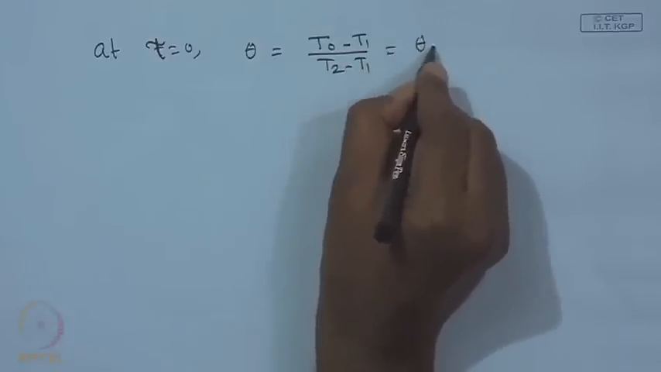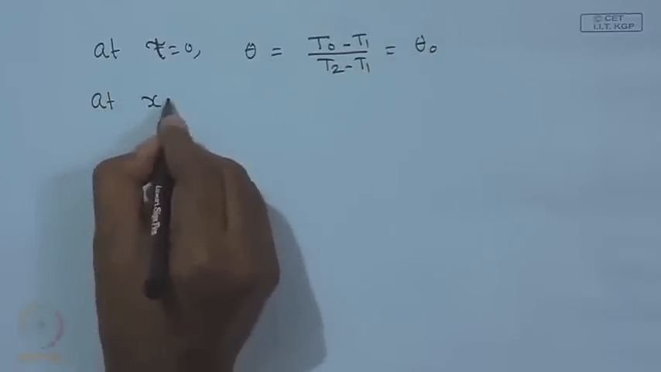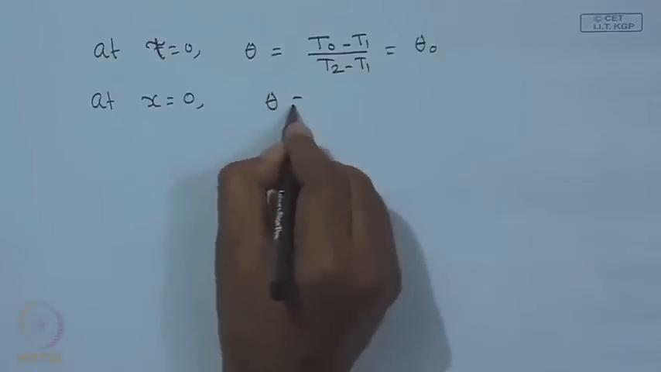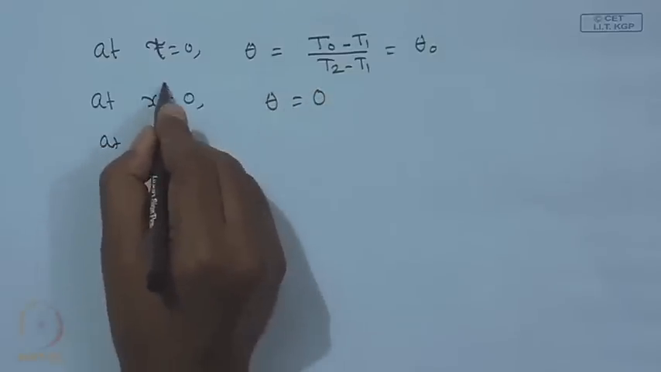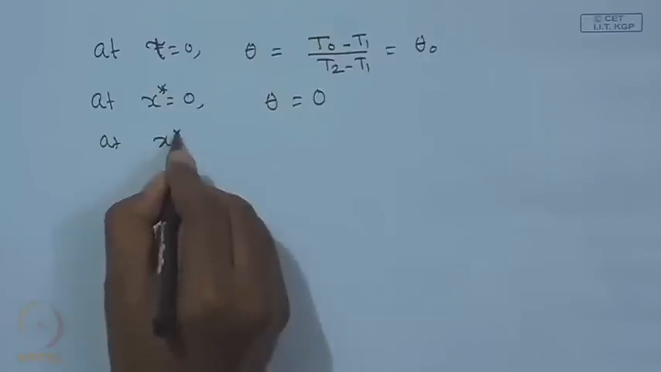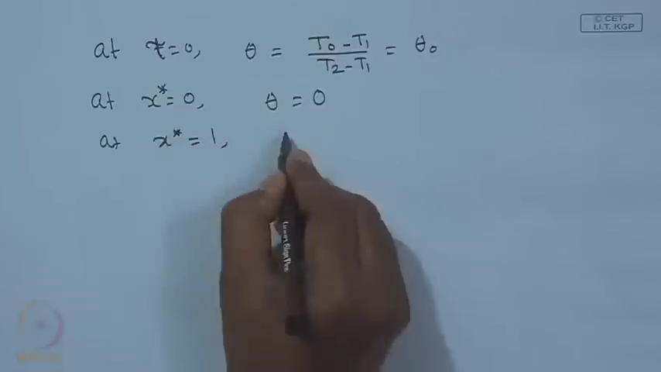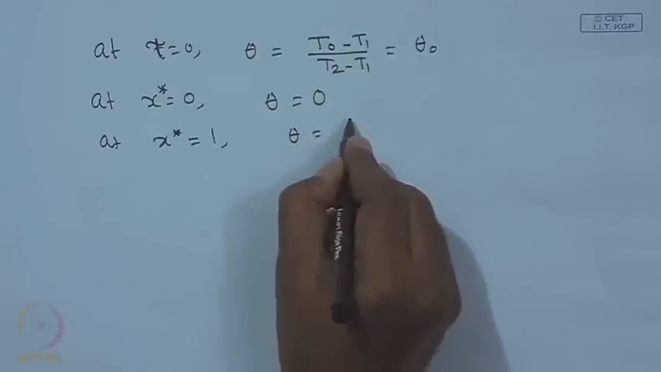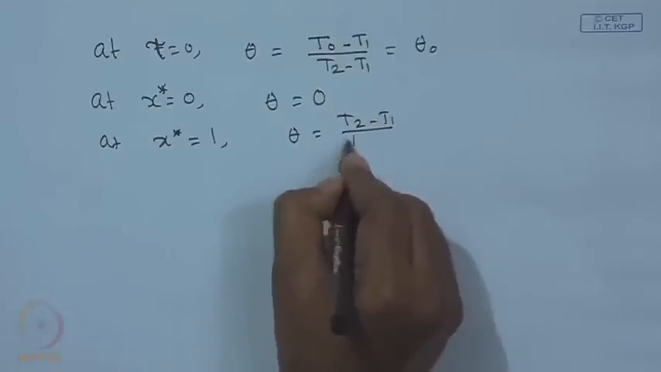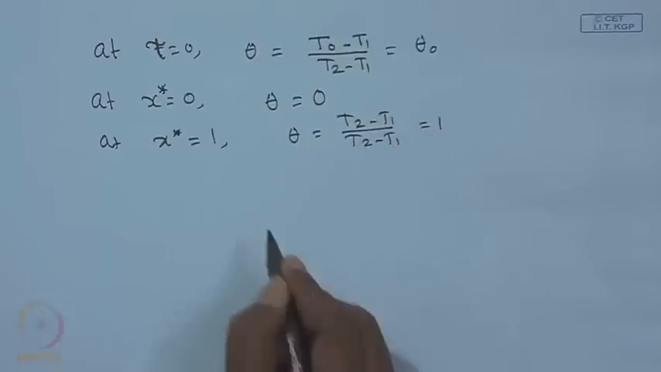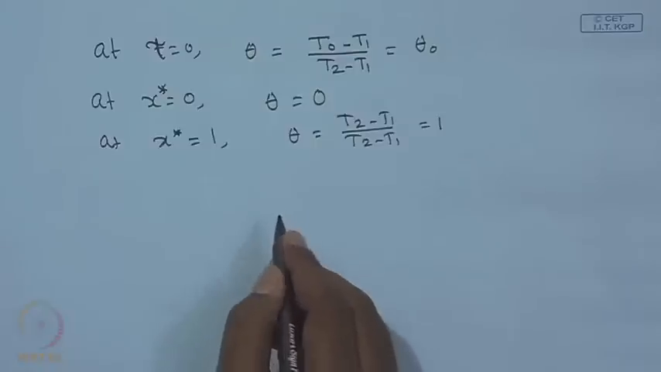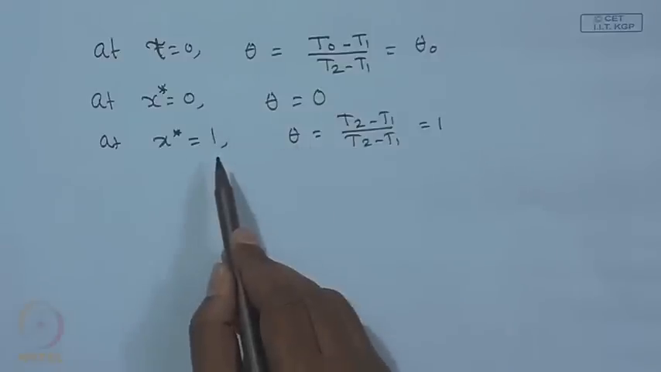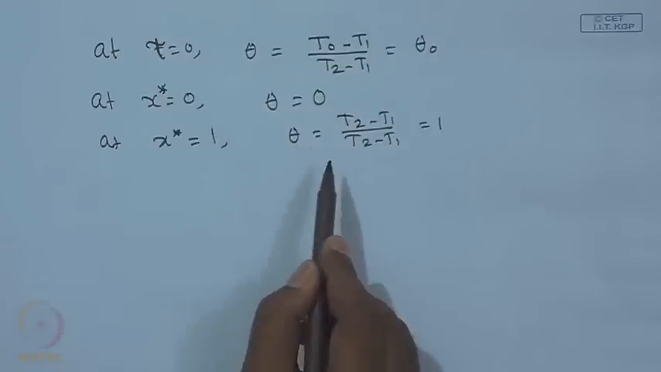So, this becomes theta naught at x is equal to 0, t is equal to t 1. So, your theta becomes 0 at x star, x is equal to L means x star is equal to 1, theta becomes t 2. So, it will be t 2 minus t 1 divided by t 2 minus t 1. So, it will be having 1. So, therefore, let us write down the boundary conditions in their non-dimensional version.